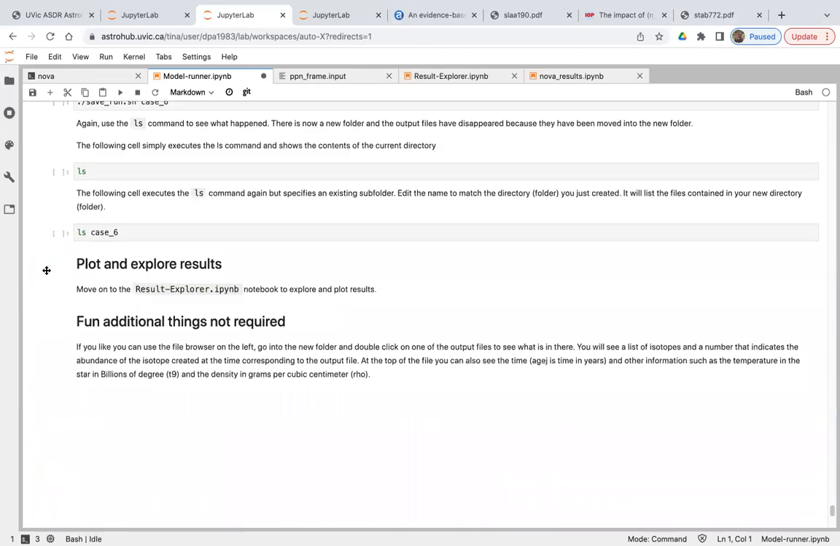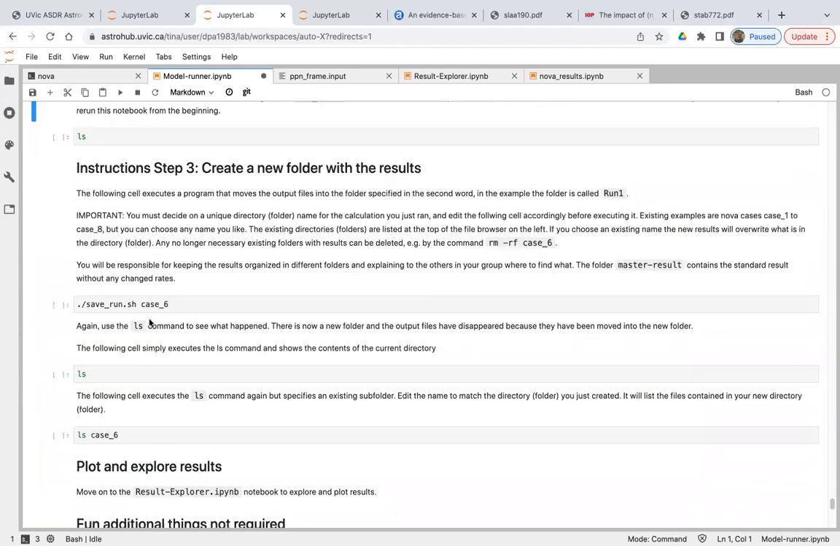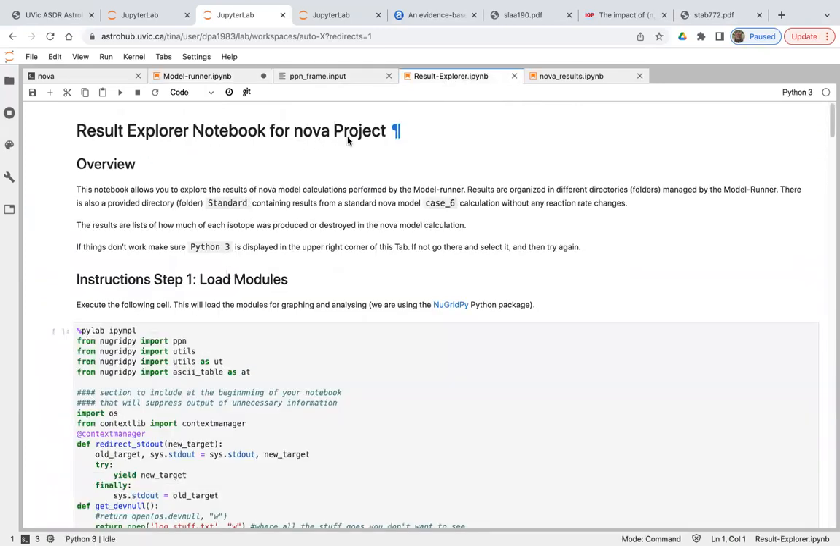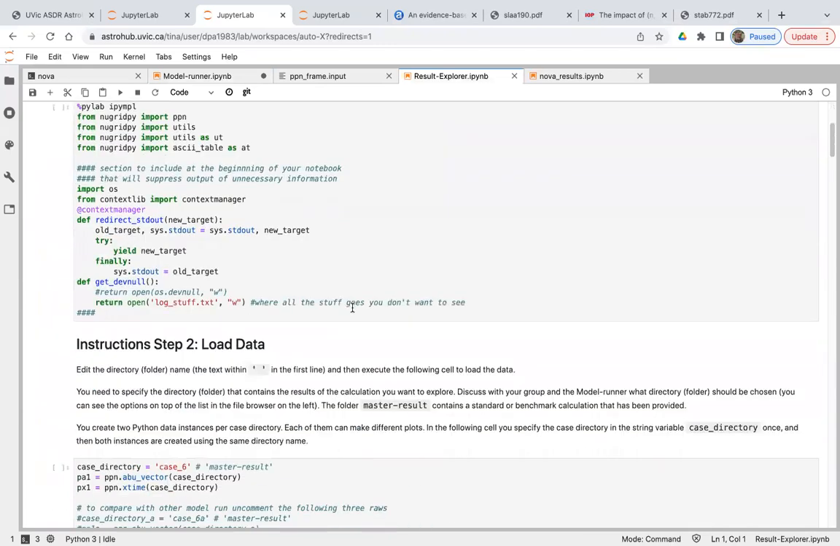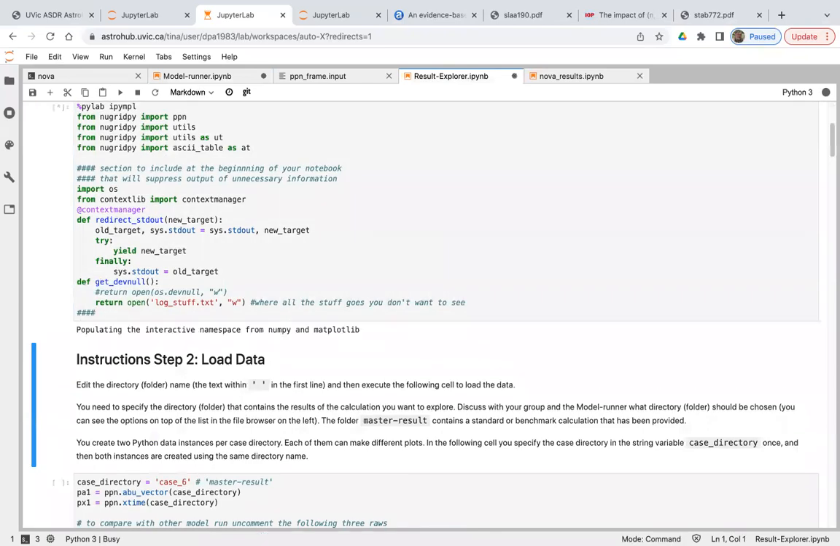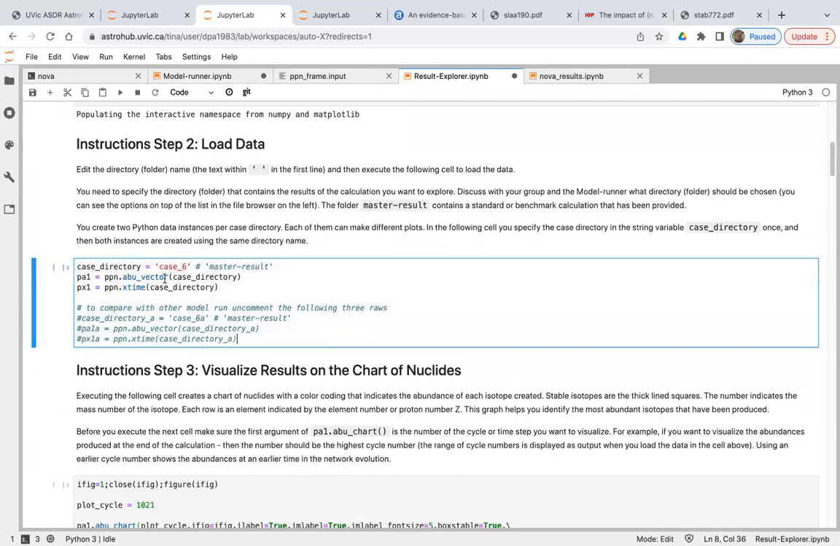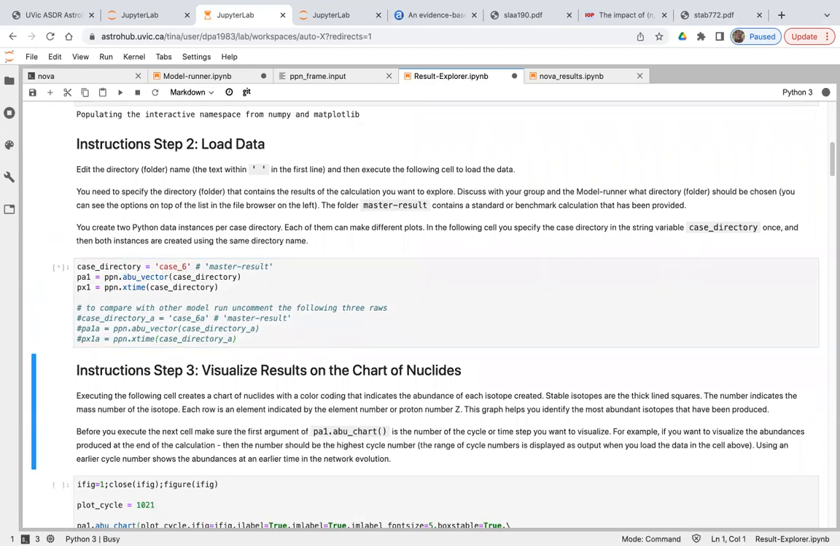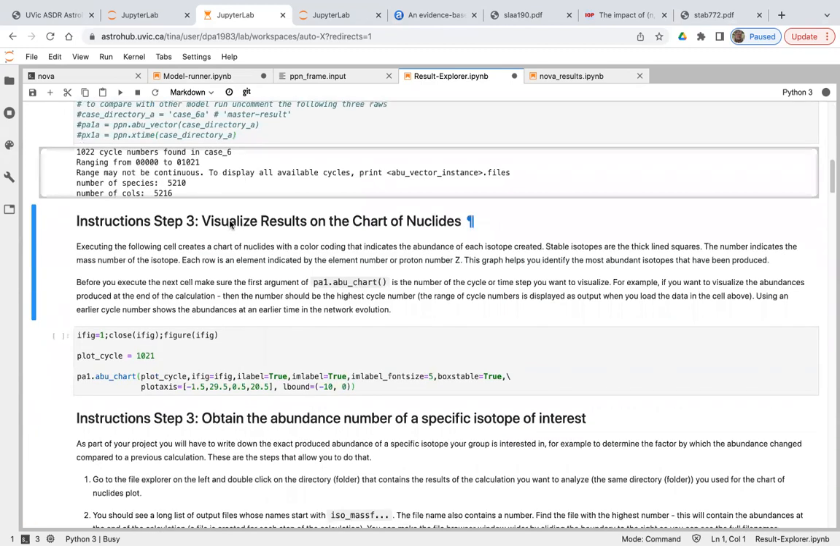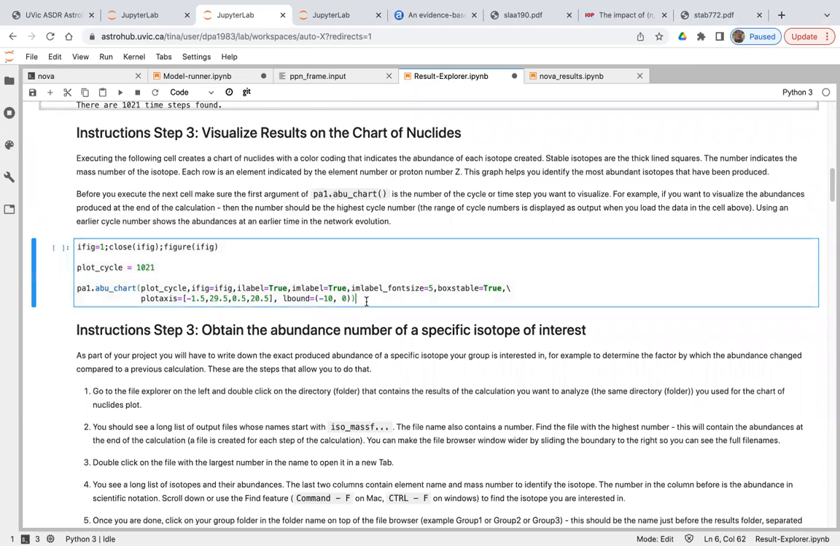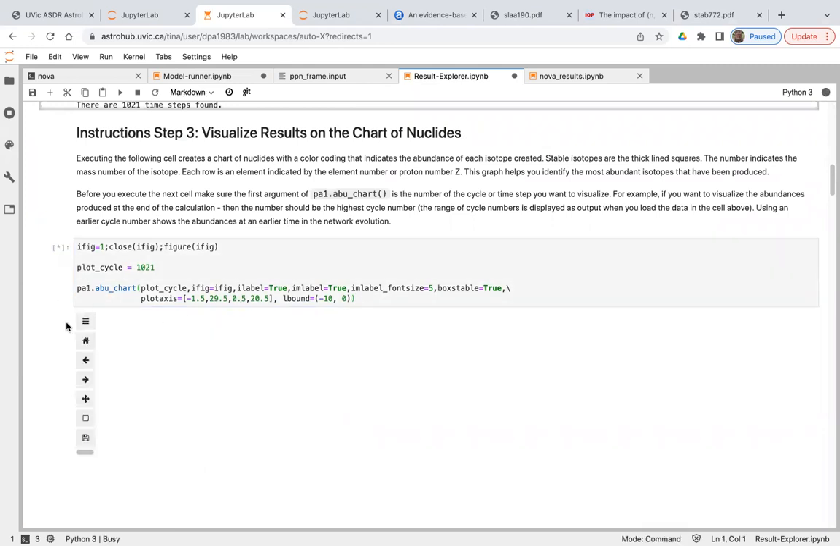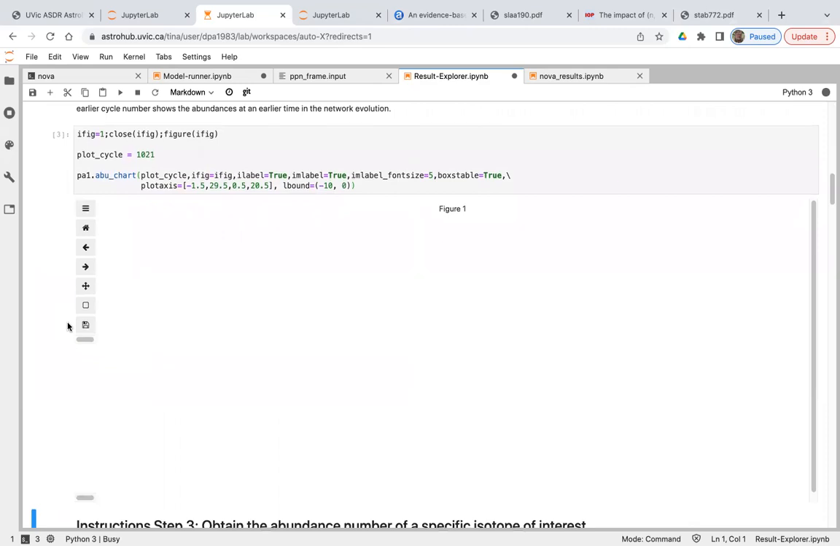And that's it. Now, of course, don't forget to save your results. I will save them in a directory with the name case_6, of course. Okay, like this. They are saved. Now I go to the Result Explorer notebook. Result Explorer notebook for the NOVA project. Okay, they're different for different projects. Okay, now let's execute the cells. Here you have to provide the name of the directory where you saved the results of your computations. So they're read here. Then let's make some plots. This is the plot of abundances, chart of abundances.